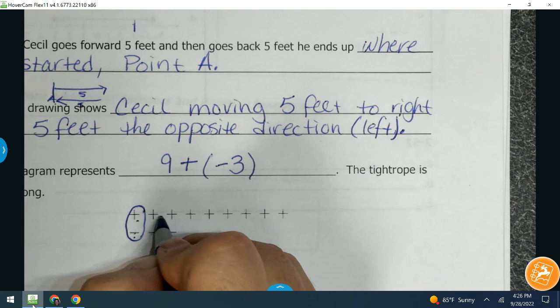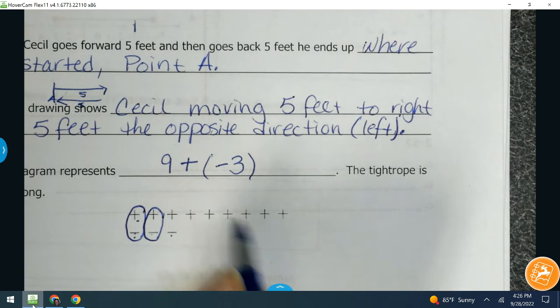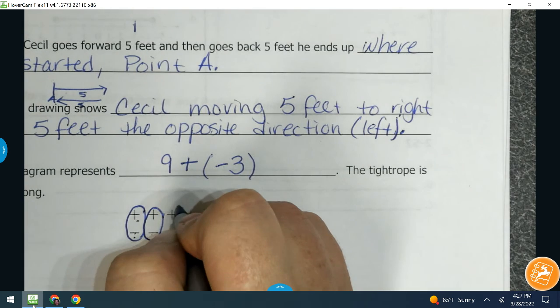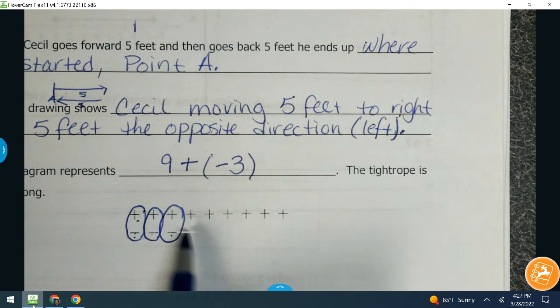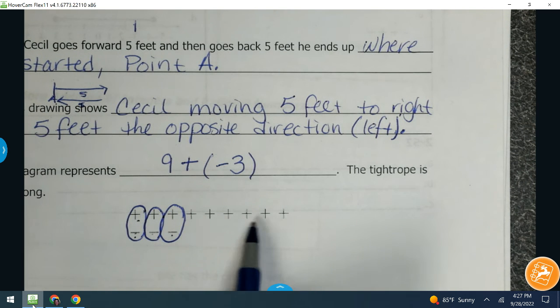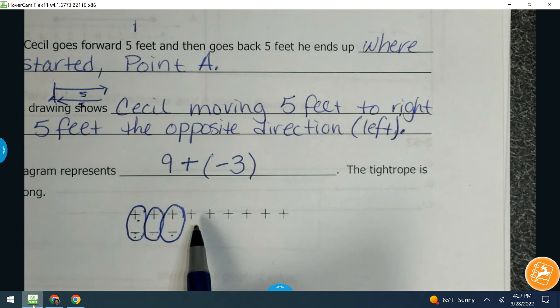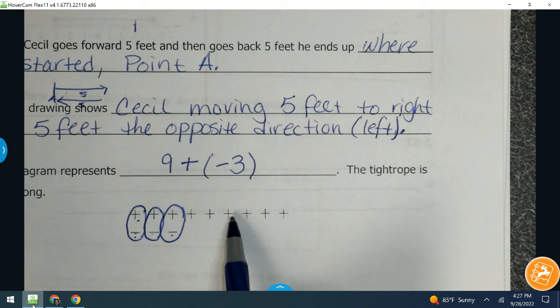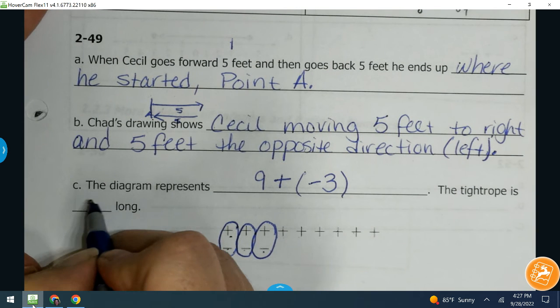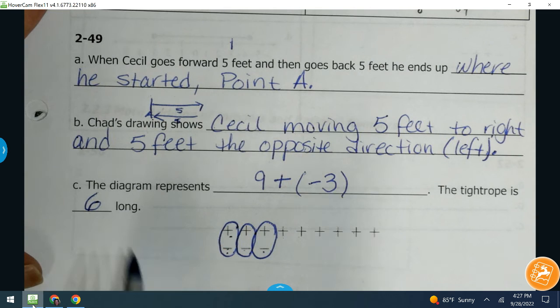I'm going to make one more zero pair right here, because I have a positive 1 and a negative 1. I have another zero pair right here with 1 and its opposite. And so what I have left right here is my answer. That's 1, 2, 3, 4, 5, 6, which is positive 6.